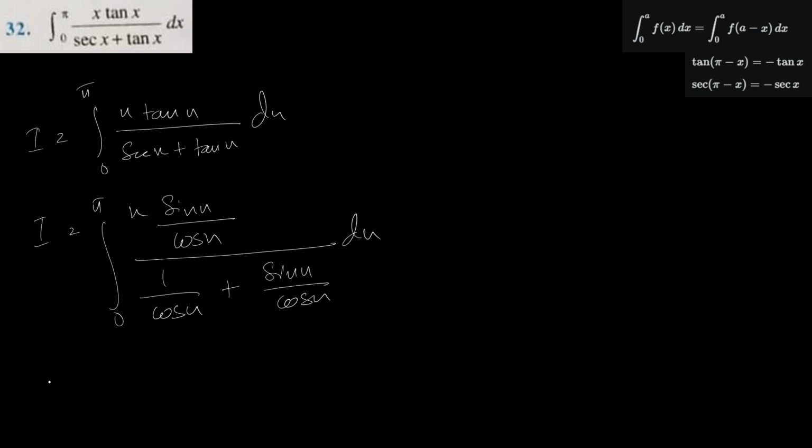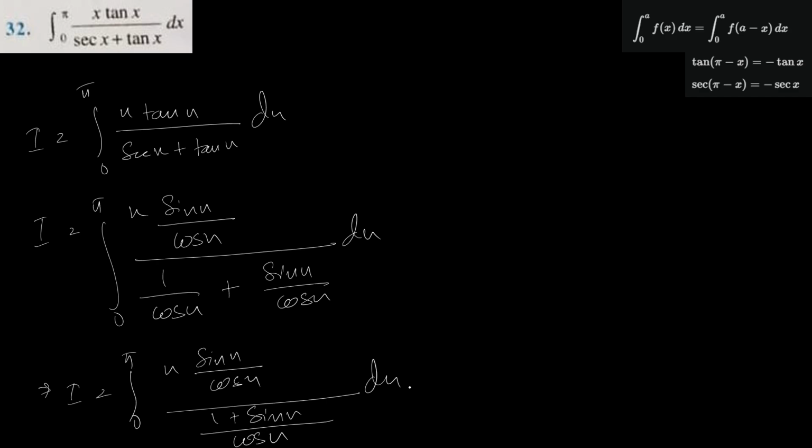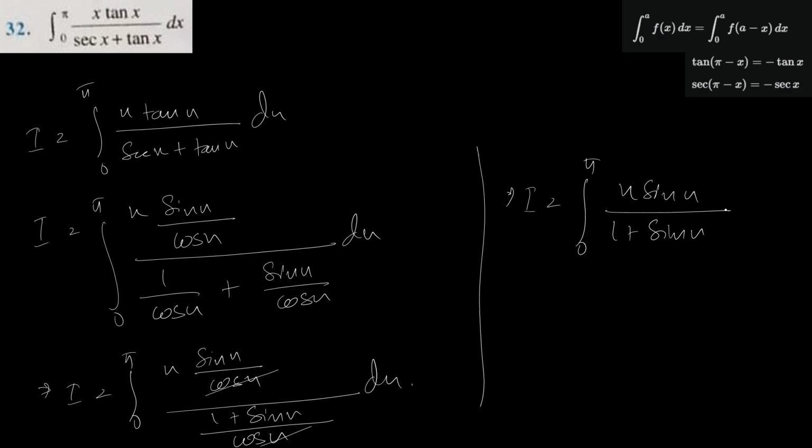So this is equals to, I is equals to integral 0 to pi of x sin x by cos x, by cos x times 1 plus sin x, this is dx. So here you can see that this cos x and this cos x will cancel out. Yes, cos x and cos x will cancel out. So ultimately I will get I is equals to integral 0 to pi of x sin x by 1 plus sin x dx. This is what I got.